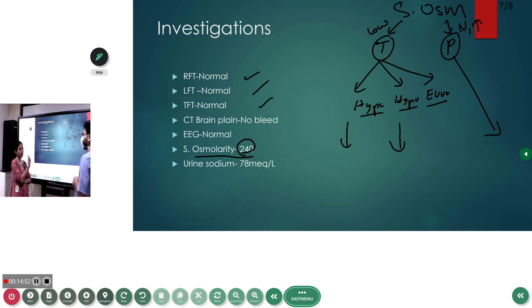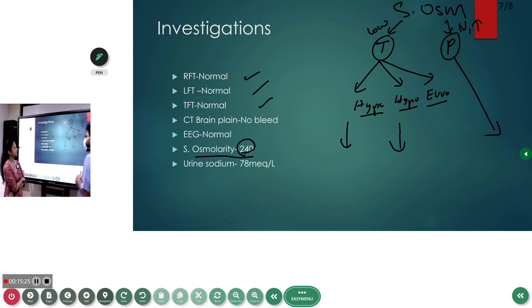What about urine osmolality? It was also on the higher side. What is the significance of urine osmolality? If it is more than 100, that means it is SIADH, and if it is less than 100, it will be mostly seen in polydipsia conditions, or if the patient is taking more water. That means the urine is diluted, and in diluted urine it will be less than 100.